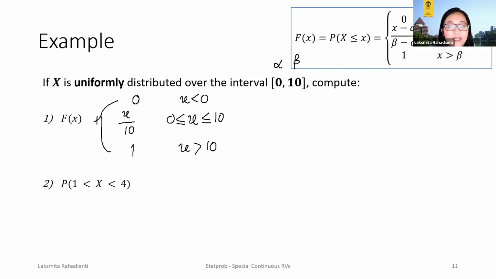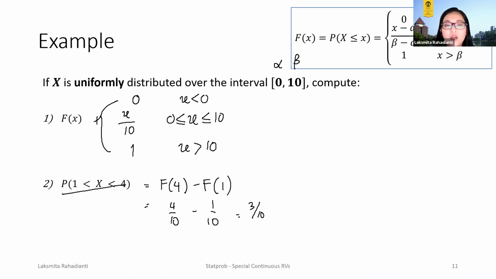And now if I were to compute the probability between 1 and 4, remember that we usually use the PDF, but we can compute it using the CDF. So I could use F of 4 minus F of 1, and thus I can use 4/10 minus 1/10, which is 3/10. If you want to note this second part visually, you could also do so.